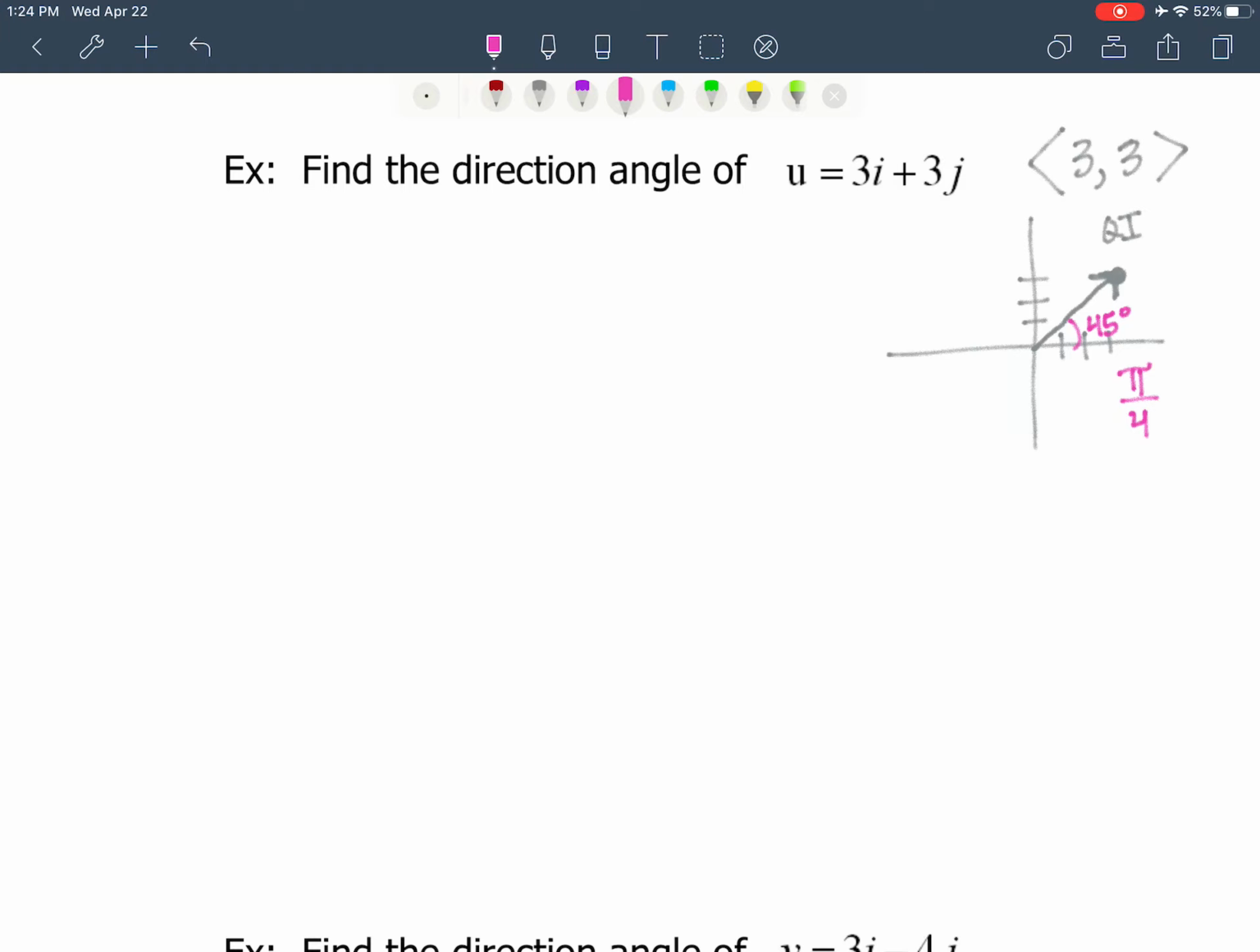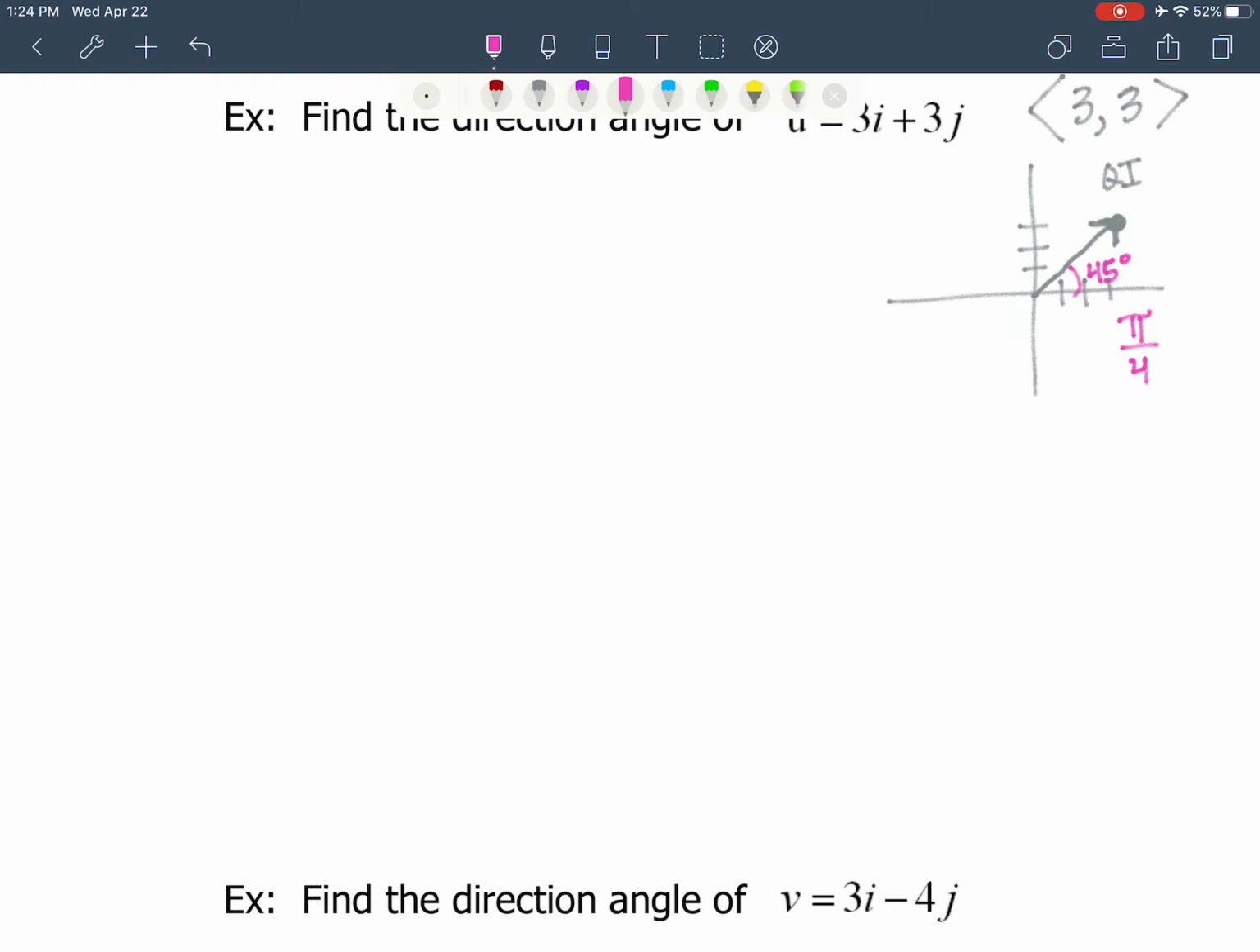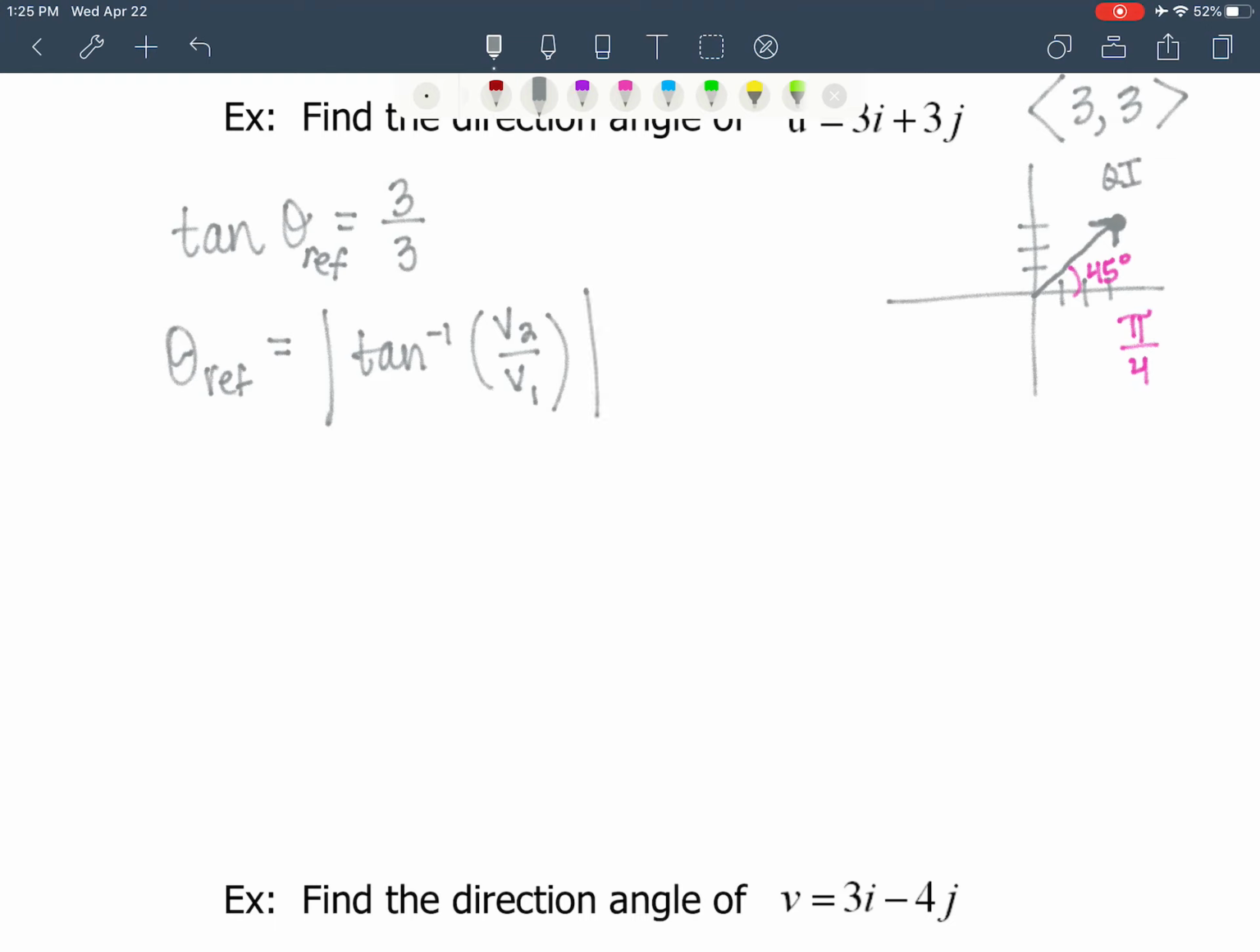We can do degrees here, so make sure your calculator's in degree mode. We're going to do this. However, the tangent of theta is going to equal 3 over 3. When we use our calculator, we're going to get a reference angle. So theta reference angle is equal to the inverse tangent of the absolute value of V2 over V1. Now the reason I'm using absolute values is because the reference angle, remember, the reference angle is always positive.